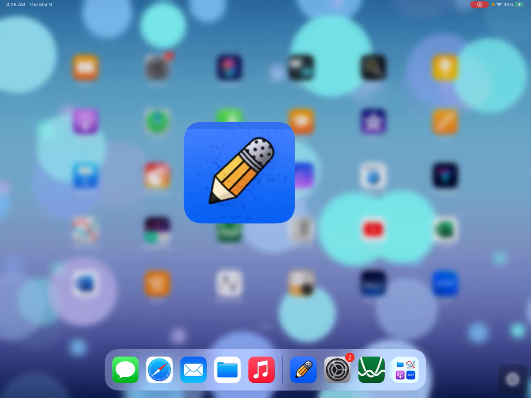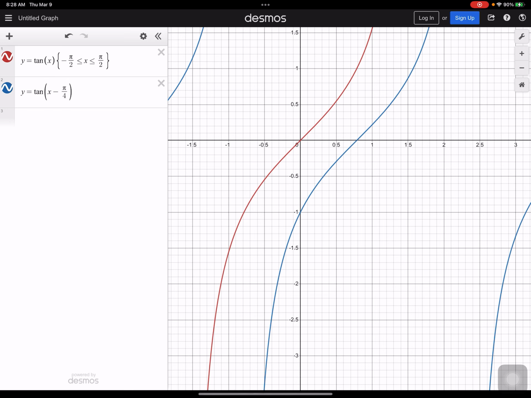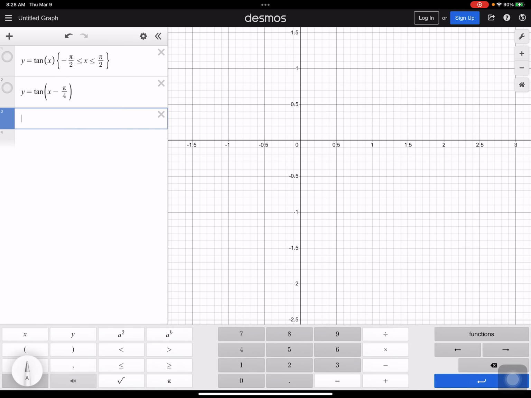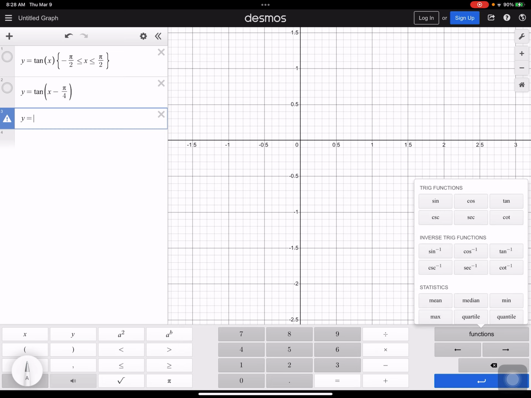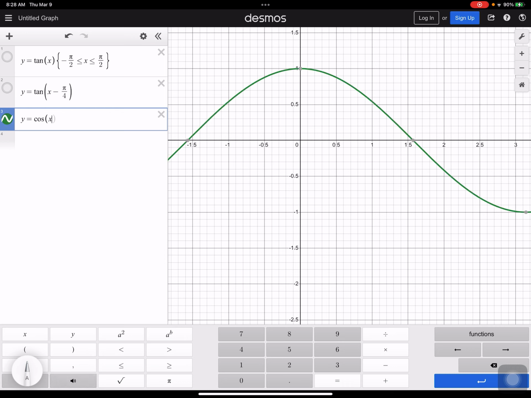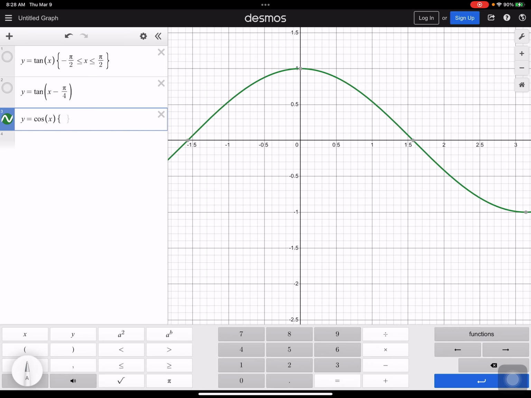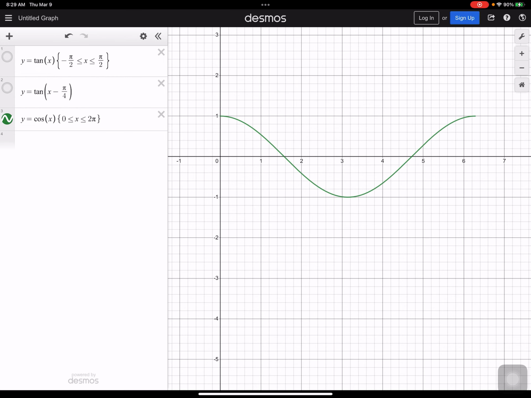Now, let's go to Desmos, okay? You may not believe me. You say, wait a minute. Yeah, if I say, can you graph cosine? Let's do that here in Desmos. And remember that the interval of one cycle is 0 to 2 pi here. So we say here 0 less than or equal to x less than or equal to 2 pi. Okay? That's cosine.